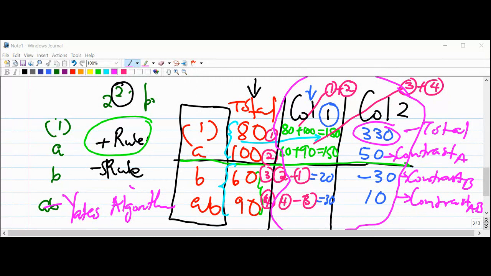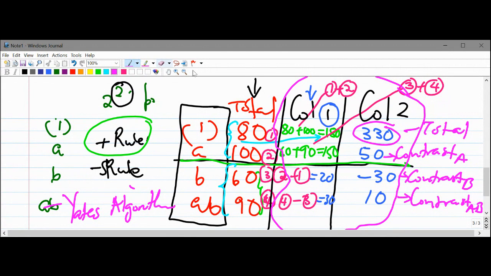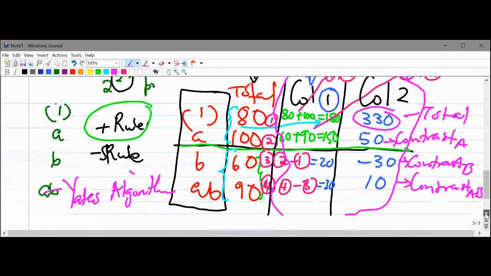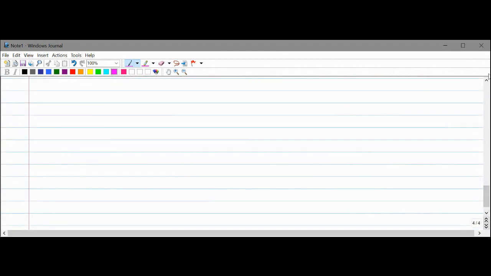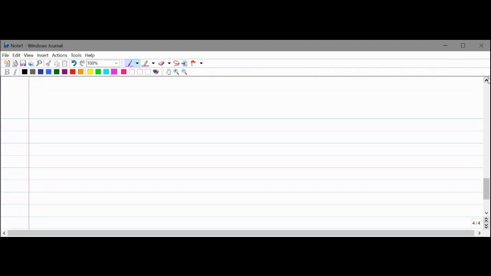Sir, can you explain how you got the values? I'm lost. The 30, 50. How did we get the 180? It's fine. Let's start afresh. Let's do it again. It's not a problem. I want to do it again in case there are those who are still lost.